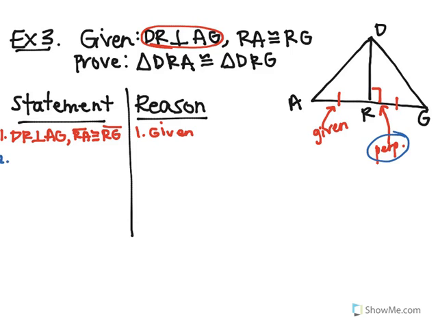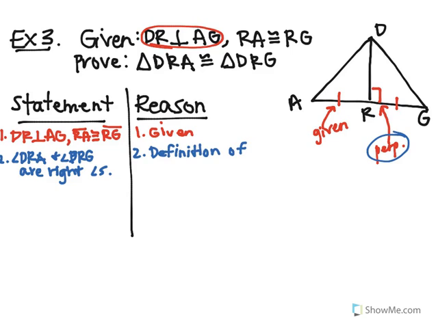So I'm going to put angle DRA and angle DRG are right angles. And that's just because of those perpendicular lines. So it's this definition of perpendicular lines.